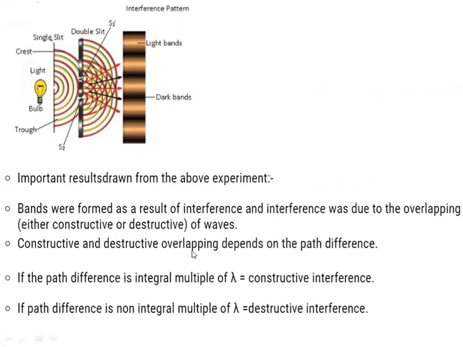So constructive and destructive overlapping depends on the path difference only. If the path difference is an integral multiple of lambda, that will be constructive interference. If the path difference is a non-integral multiple of lambda, this will be destructive interference. Everything depends upon the path difference. So the path difference is very important to find out whether the fringes are dark or bright, whether it is constructive or destructive interference.